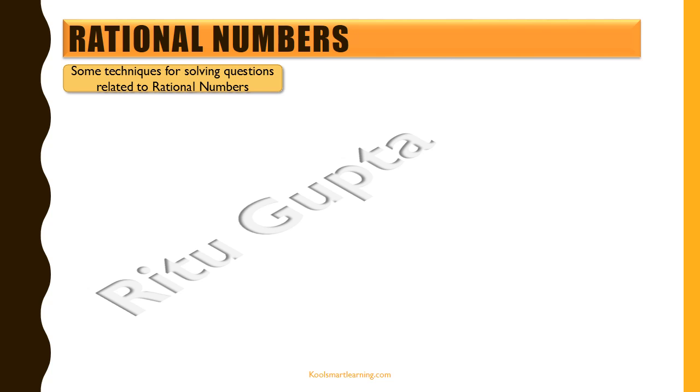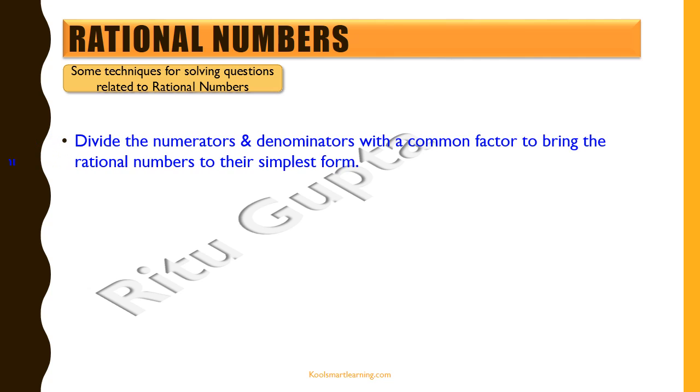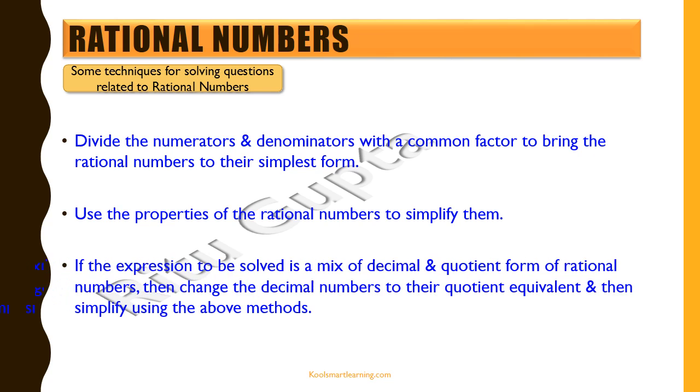Now let's try and understand some techniques for solving the questions related to rational numbers. First thing while dealing with rational numbers is we should try and bring the rational number to its simplest form. And we do that by dividing the numerator and denominator with a common factor so that we get the simplest form of the rational number. Then we use the properties of rational numbers to simplify them. The properties that we just talked about, the commutative property, associative property, distributive property, all these properties we use so that we can get a simplified rational number as a result.